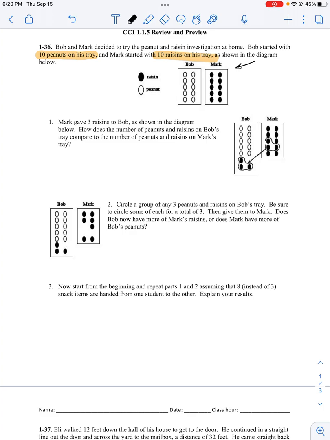What it's asking is, how many peanuts and raisins does Bob have? How many peanuts and raisins does Mark have? So Bob has his 10 peanuts and he received 3 raisins. Mark has 7 raisins and 0 peanuts.